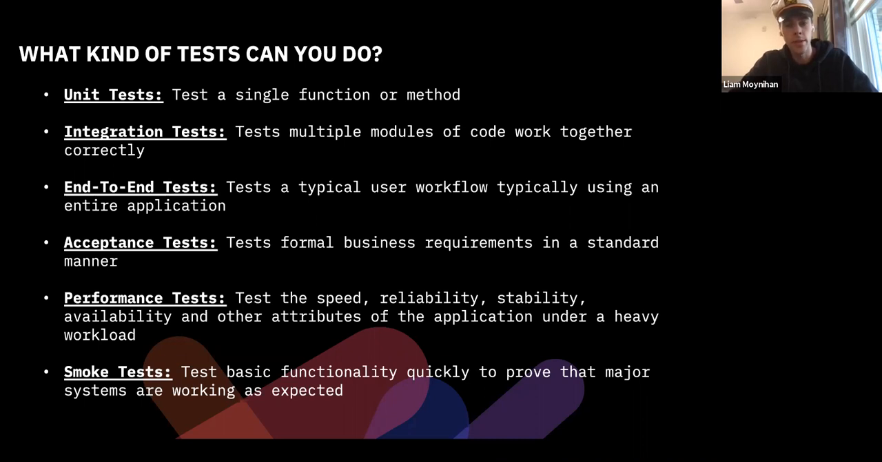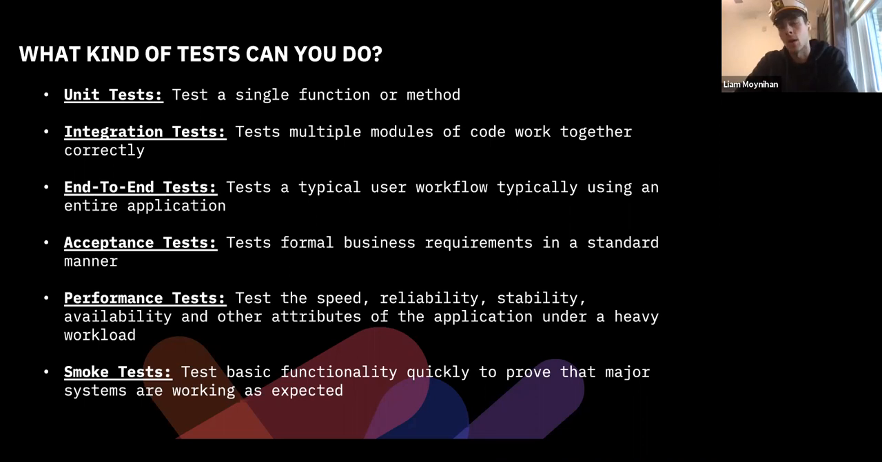A little bit bigger than that is an integration test. This is working with multiple modules of code, different systems in your program. Integration tests make sure that they can work together correctly. We also have end-to-end tests. These try to follow a typical user workflow using your entire application. So if you were working on a website, for example, an end-to-end test would be some kind of test of going through, maybe on an e-commerce site, ordering a product and adding it to your cart. And that would be an end-to-end test.